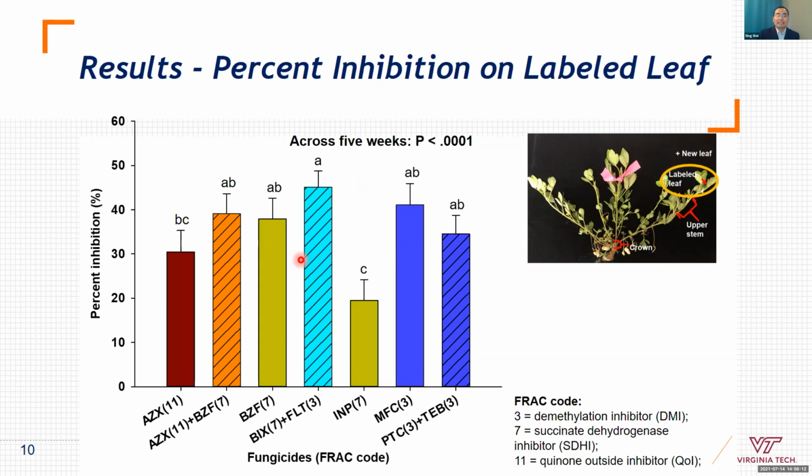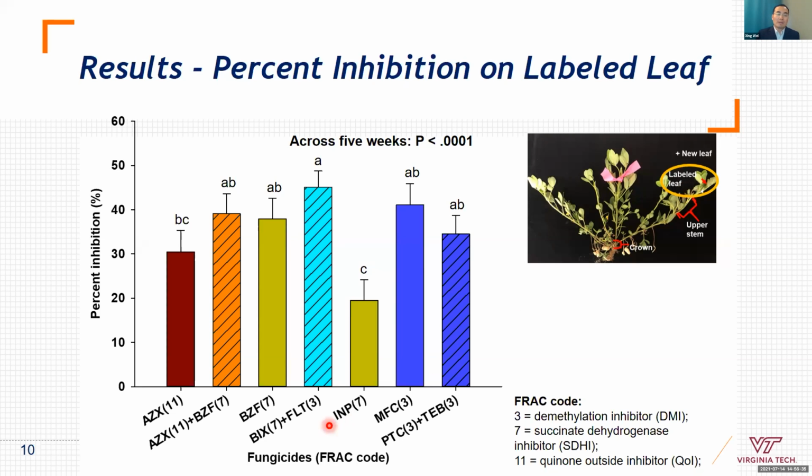Moving on to the percentage inhibition for each tissue type, the label leaf is the second youngest mature leaf before the fungicide was applied. That means it was already present when the fungicide was applied, and the inhibition on the label leaf can indicate the fungicidal activity of each fungicide.